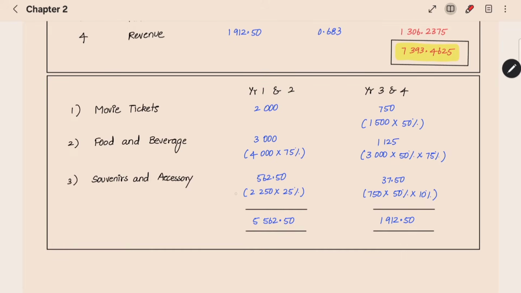Souvenirs and accessories, 2250 is the expense per student per year, 25% only will buy that. So this is the revenue you can expect. 750 is the accessory cost. In year 3 and 4, only 50% will attend, 10% only will buy. Considering all these, 37.5 is the expected revenue of year 3 and 4 for souvenirs and accessories.